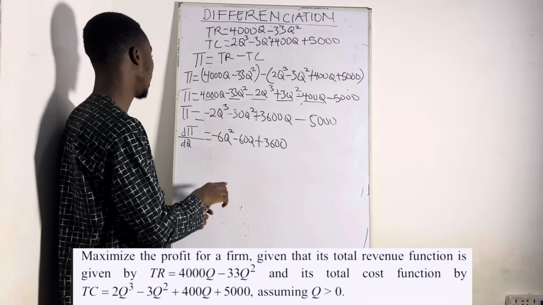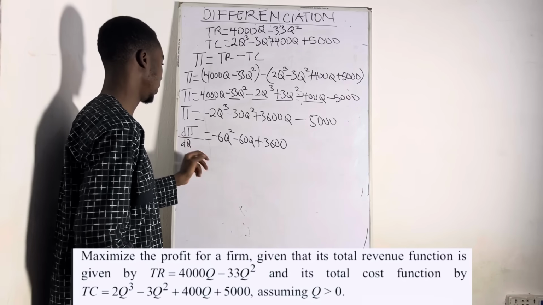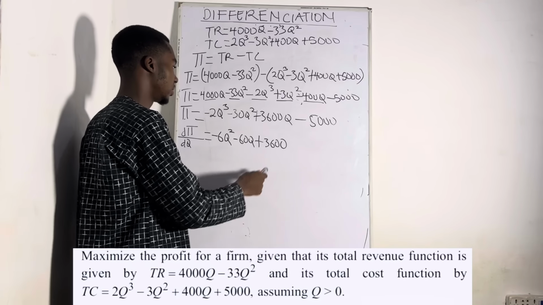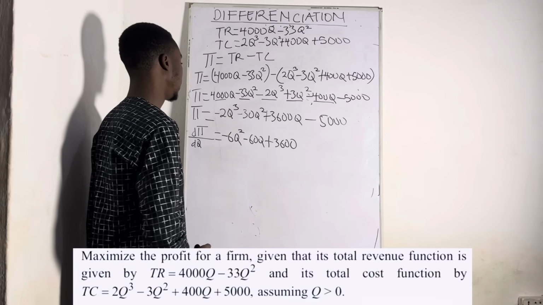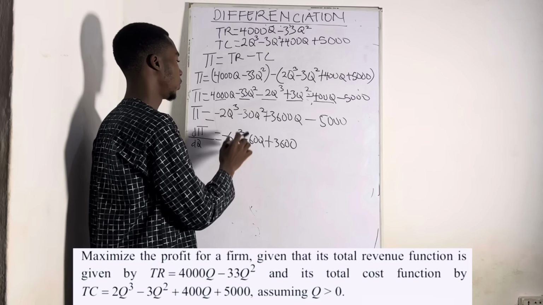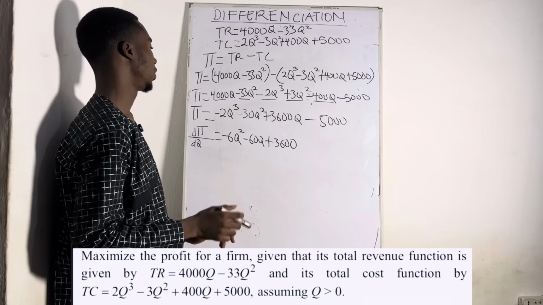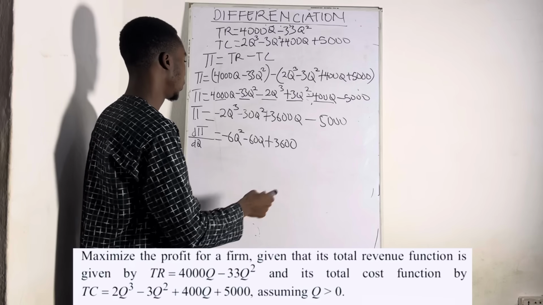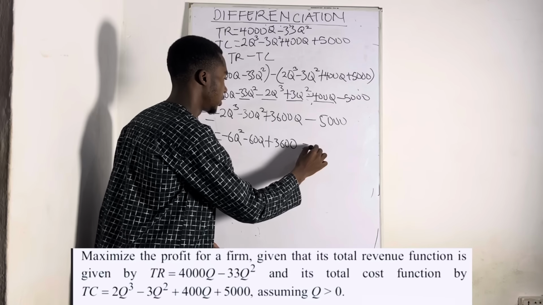So this is what you are getting for the dπ/dq: negative 6q squared minus 60q plus 3600. So now after we differentiated it, this is what you are getting. Negative 6q squared minus 60q plus 3600. So the next thing is that you equate this to 0 and find the q values. So you equate this to 0. So it's equal to 0.